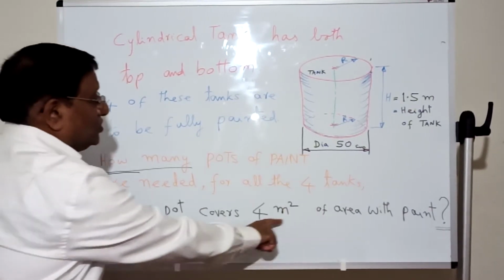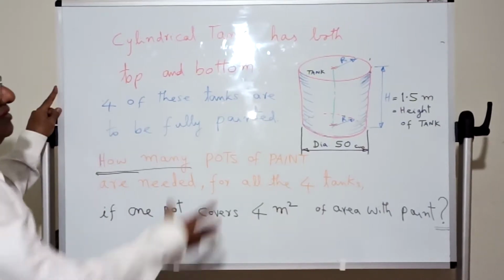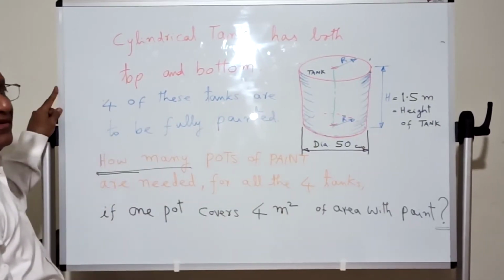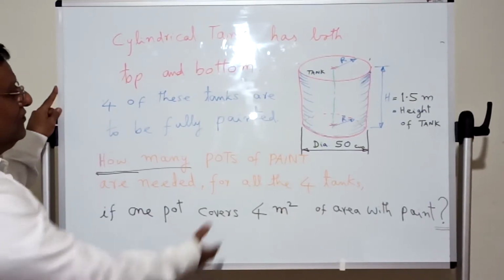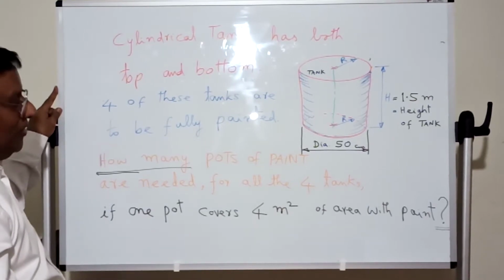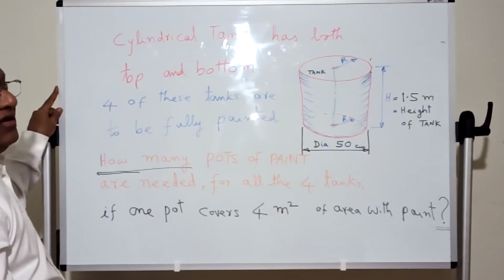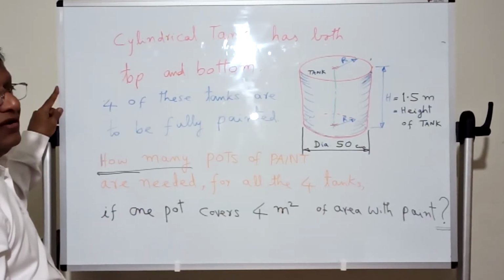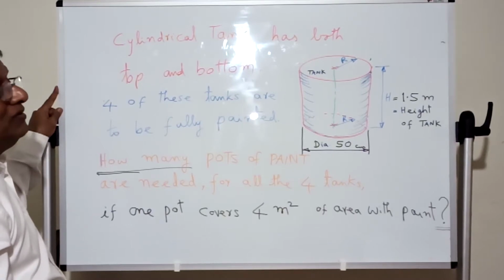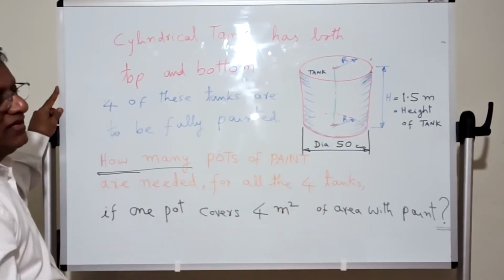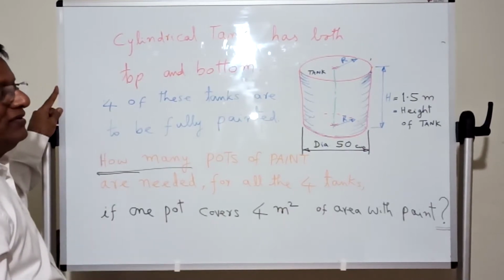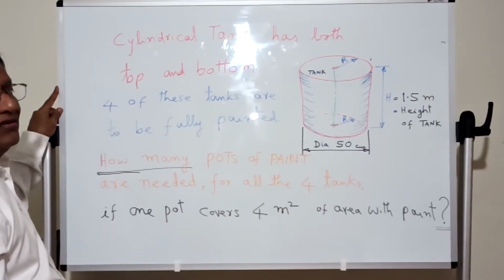If one pot covers 4 square meters, you get the total area in square meters for all four tanks. The total area divided by 4 square meters gives the number of pots. Of course, as we discussed earlier, even if you get 1.2 pots, you cannot have 1.2. You have to buy two cans. Even if it is 1.8 or 1.2 or 1.1, you have to go to the next higher whole number, two pots. You cannot get half a pot or 0.2 pots.